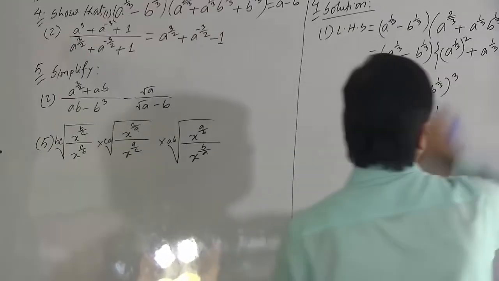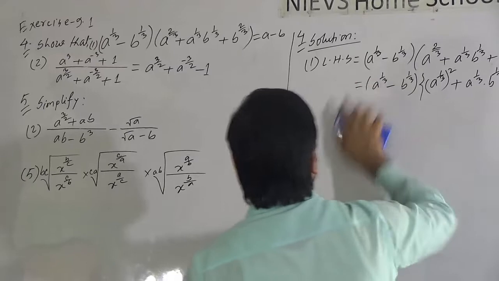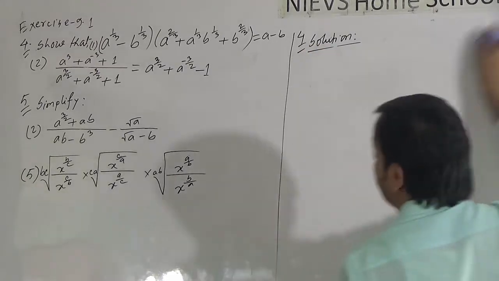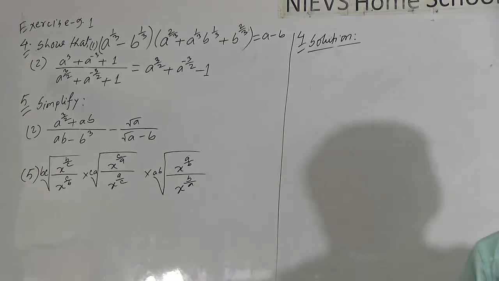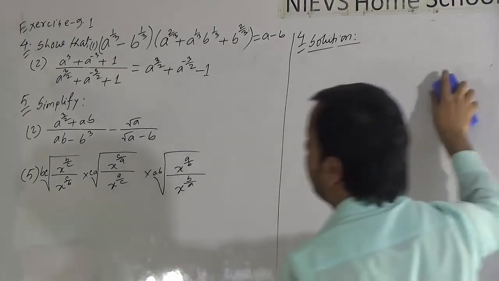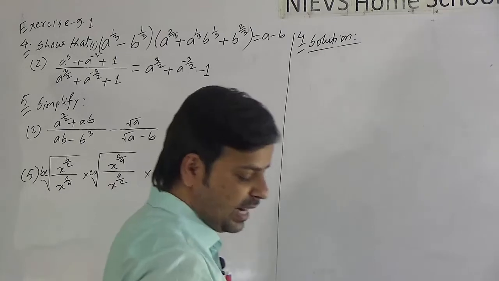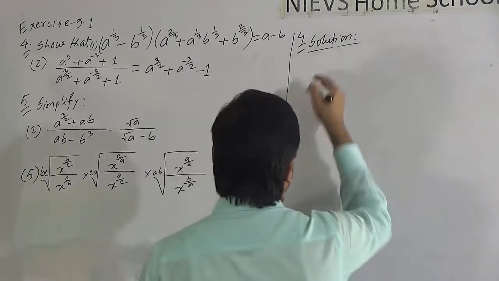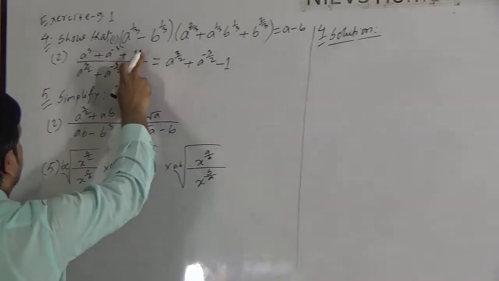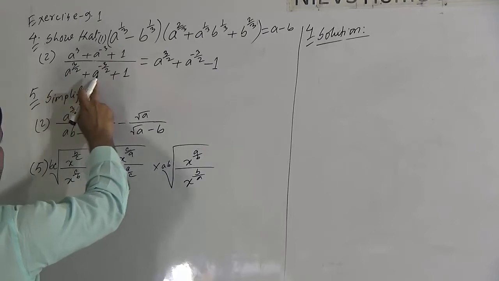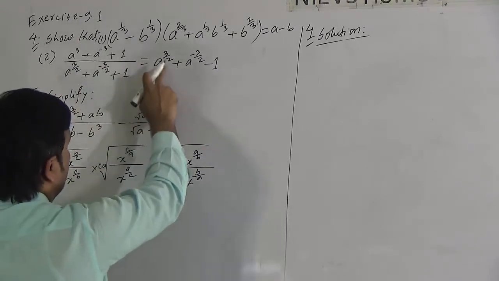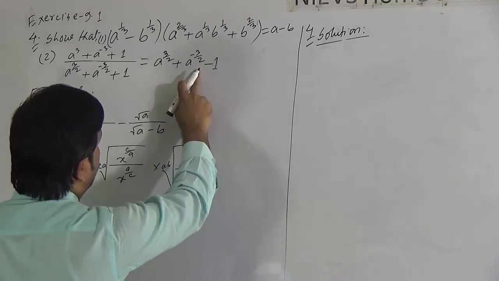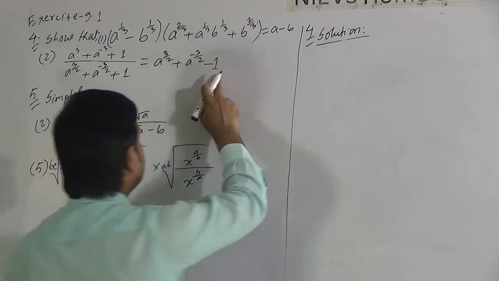That is: a cube plus a to the power minus 3 plus 1, divided by a to the power 3 by 2 plus a to the power minus 3 by 2 plus 1, is equal to a to the power 3 by 2 plus a to the power minus 3 by 2 minus 1. Now see the question again. We need to show this.